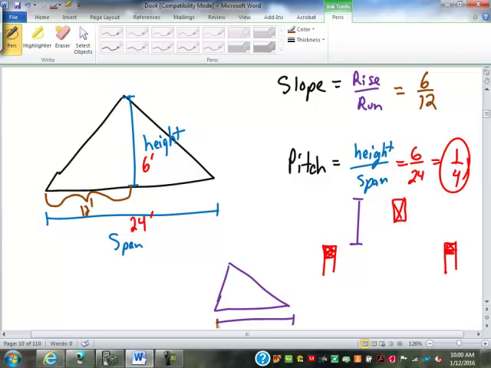This roof down here is going to have 2 different slopes. Obviously, this side is steeper than this side. They both have the same height or the same rise, just a different run.